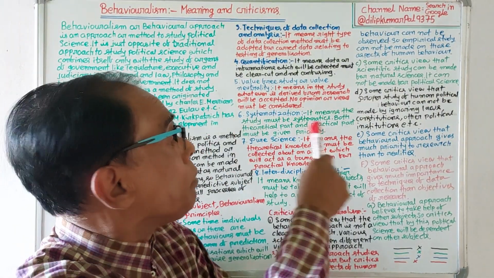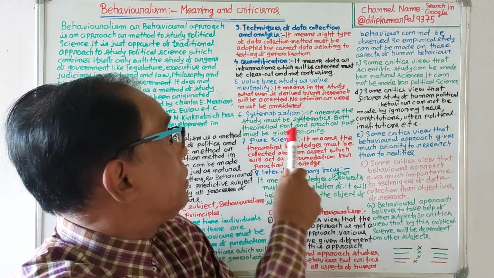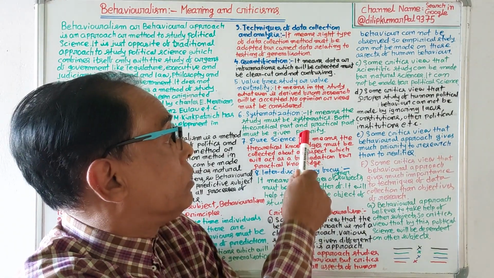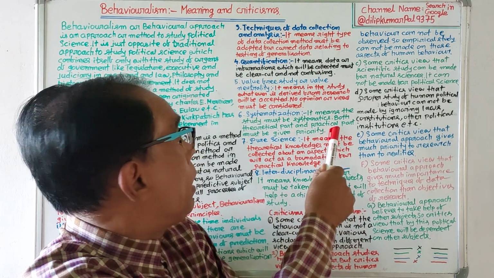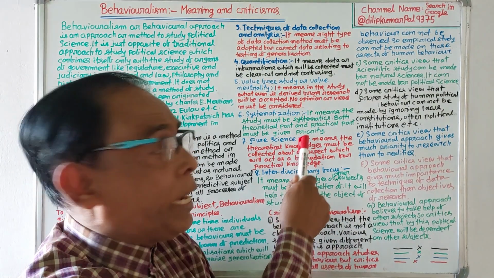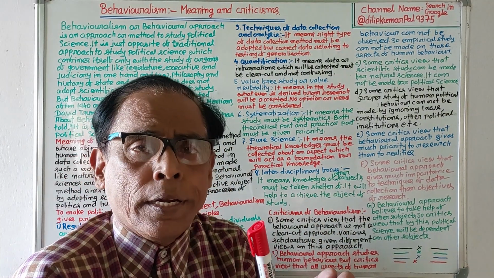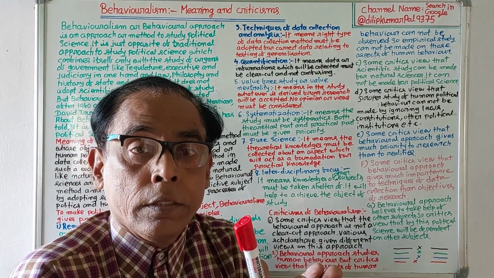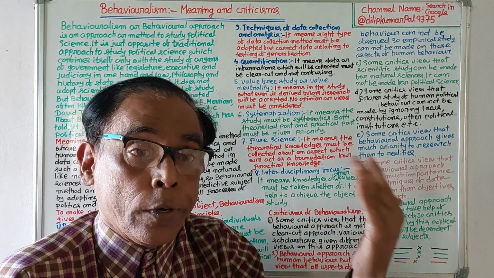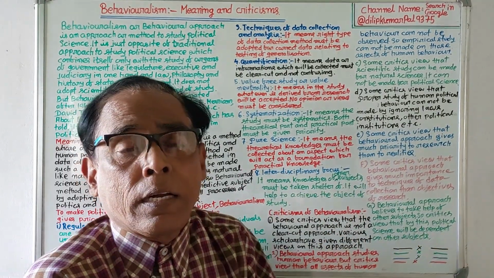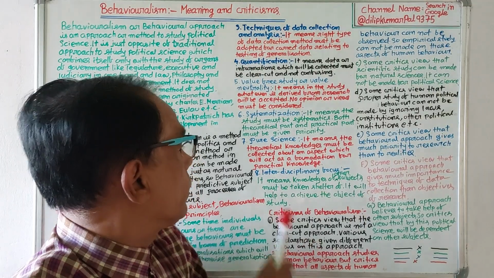Six, systematization. It means the study must be systematic. Both theoretical part and practical part must be given priority. Study must be systematic. It means both theoretical part and practical part must be given priority.